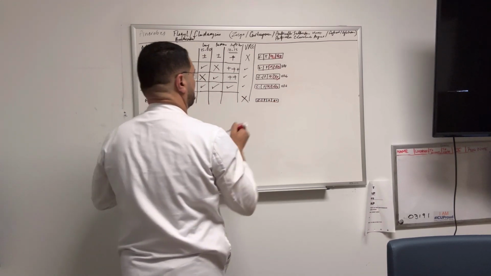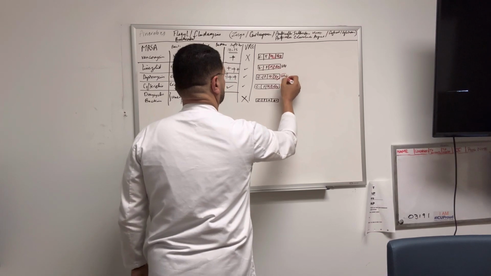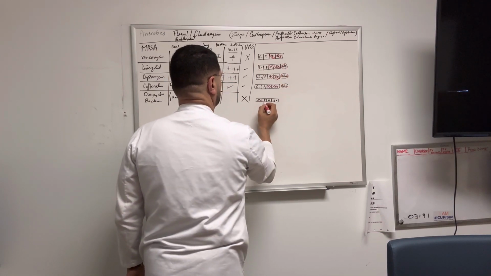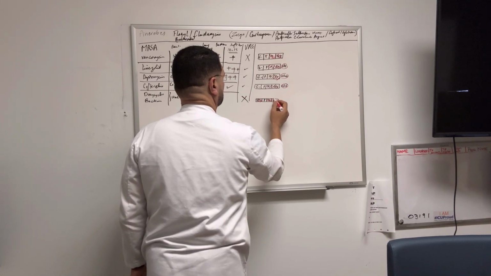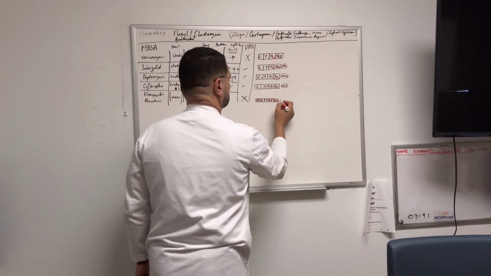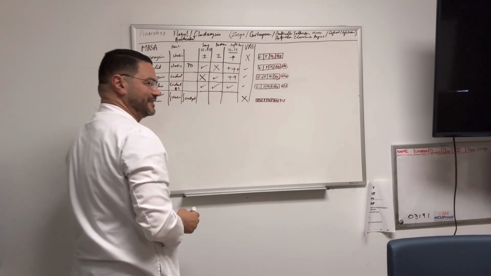Bactrim covers a lot of other things. Bactrim covers all the gram negatives basically, so it covers all of those. And it covers PCP too, right?